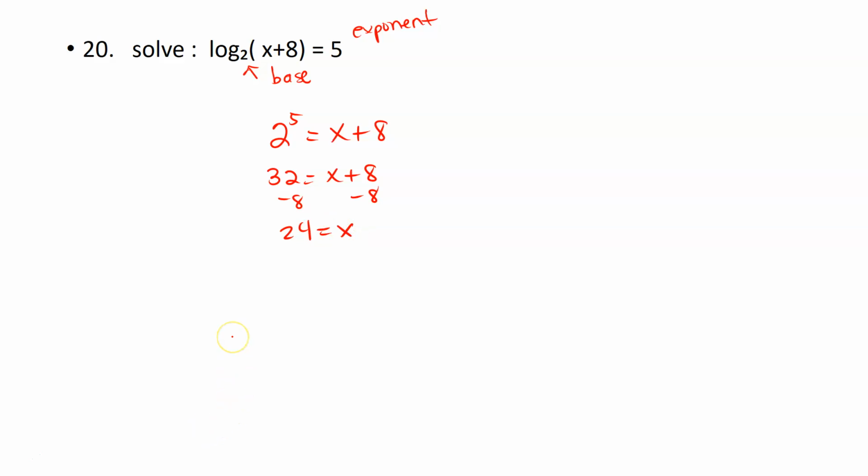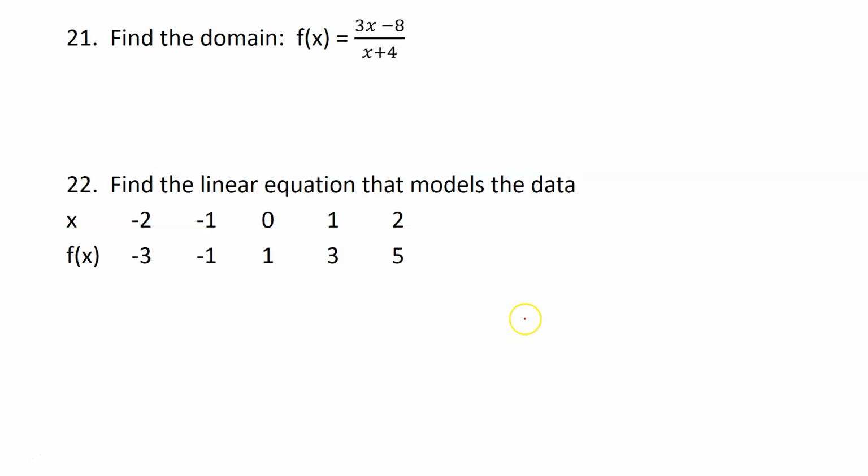So x is 24. When you find the domain of a fraction, take the denominator and set it not equal to 0. So I get x is not equal to negative 4. So that means I can take any value for x, substitute it in, as long as I do not substitute negative 4 in.